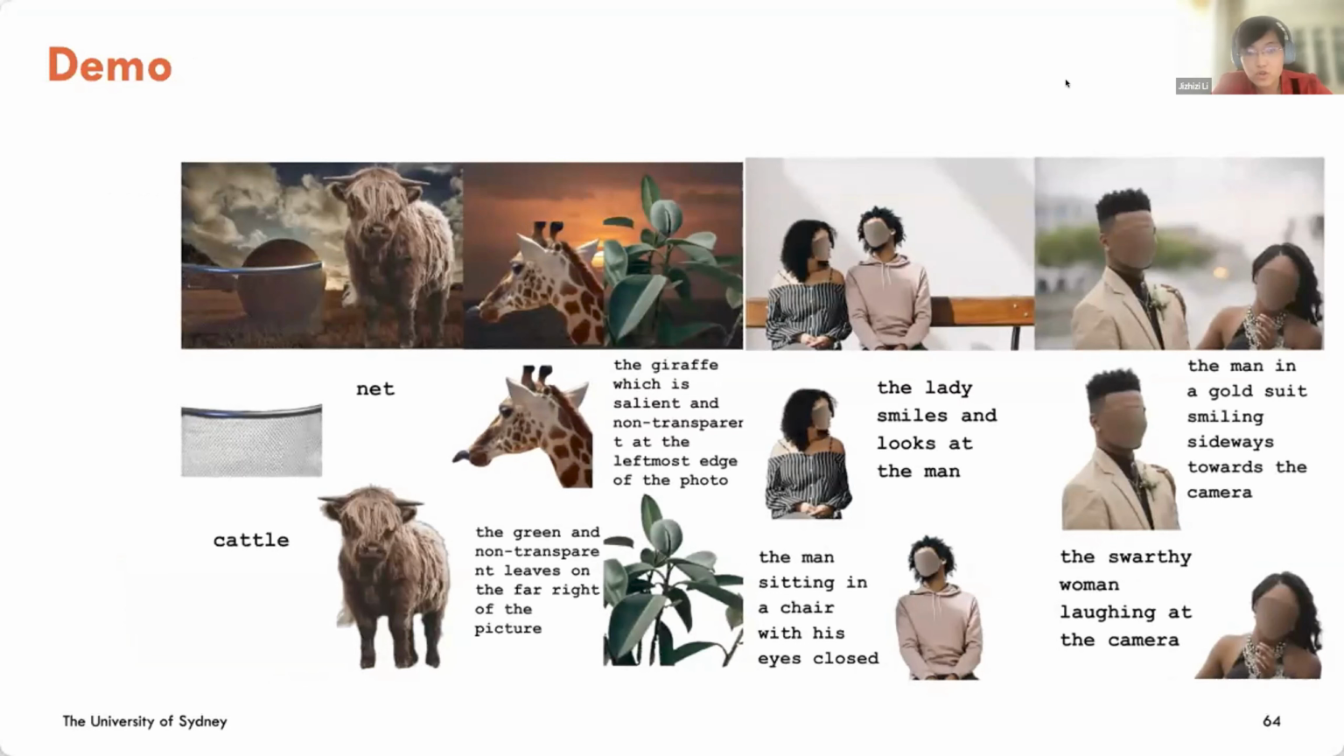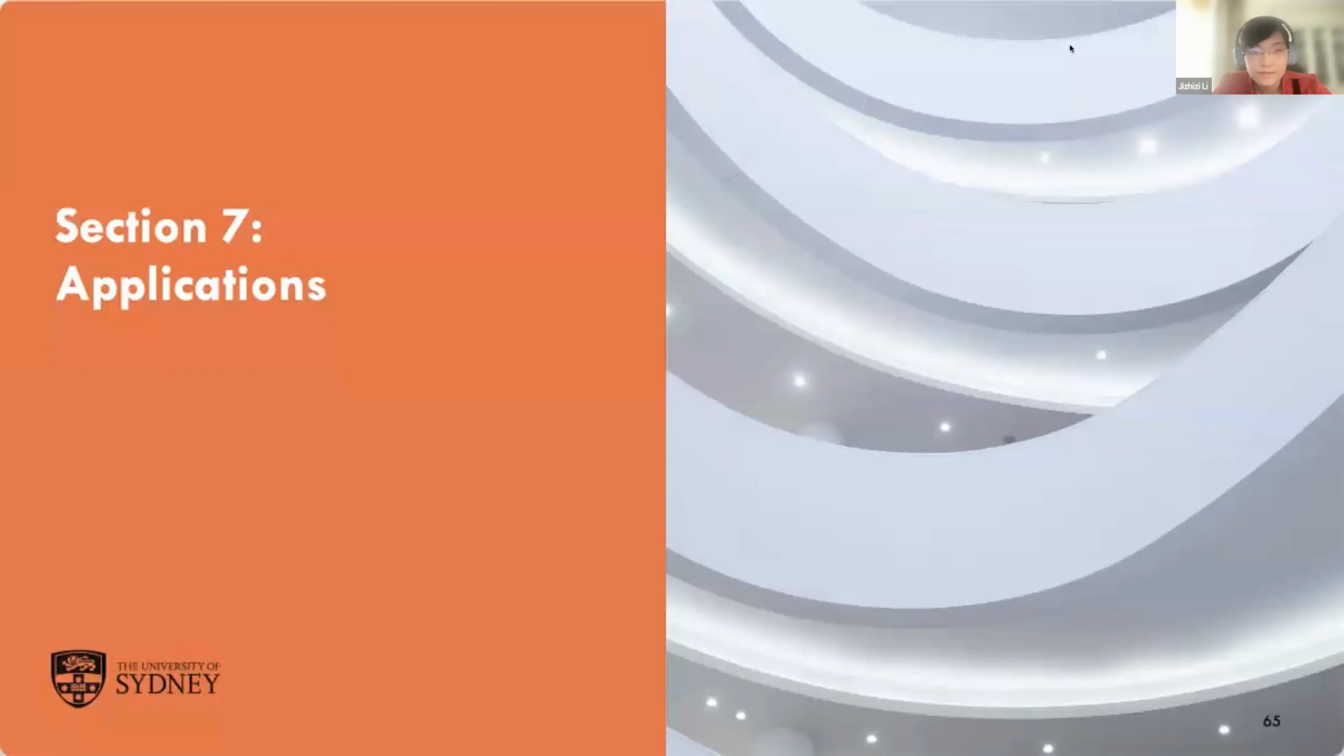If we have two people sitting together, one woman and one man, and we want to get the lady who smiles and looks at the man, we are able to separate this woman from the man. So this task can be used very widely in a lot of downstream applications, and it gives you the freedom to use language as guidance to remove the background of anything that you like.